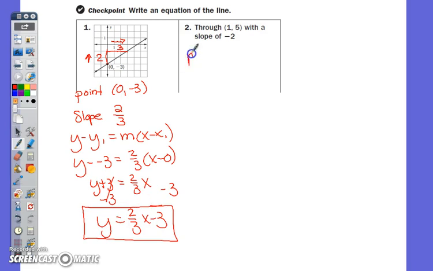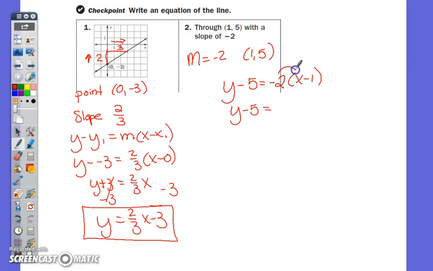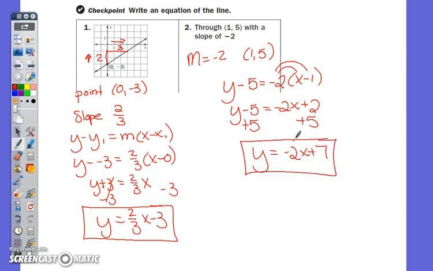Then over here, this is the easy one. They give you the slope is negative 2. They give you the point is 1, 5. You say y minus 5 equals a negative 2 times x minus 1. Y minus 5 equals negative 2 times x is negative 2x. Negative 2 times negative 1 is a positive 2. You come back over here and add the 5 to both sides, and y equals a negative 2x plus 7. There's your formula.